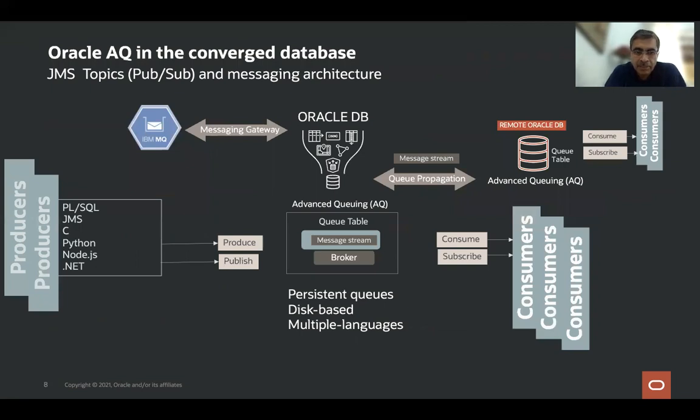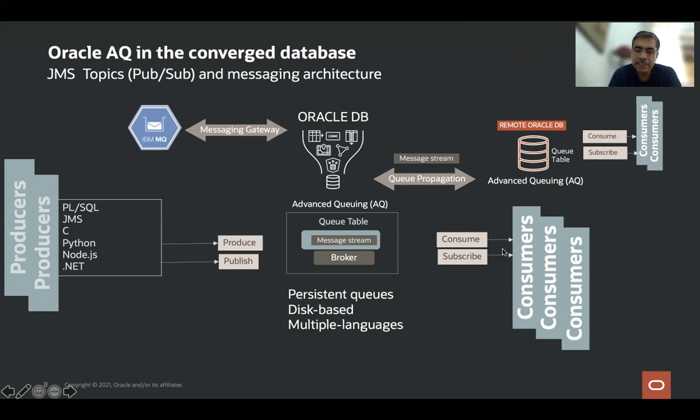Here's a broader picture of what Oracle AQ does. In the center, you see the Oracle database with advanced queuing built into it. It's basically a queue table, which acts like a broker for a message stream. Right? These are persistent queues, disk-based, and support multiple languages. There are also buffered queues that are supported, but not as often used because people like persisting their messaging system as well. Producers can produce or publish, and they can publish in PL/SQL, JMS, C, Python, Node.js, and .NET. We also have REST interfaces coming.